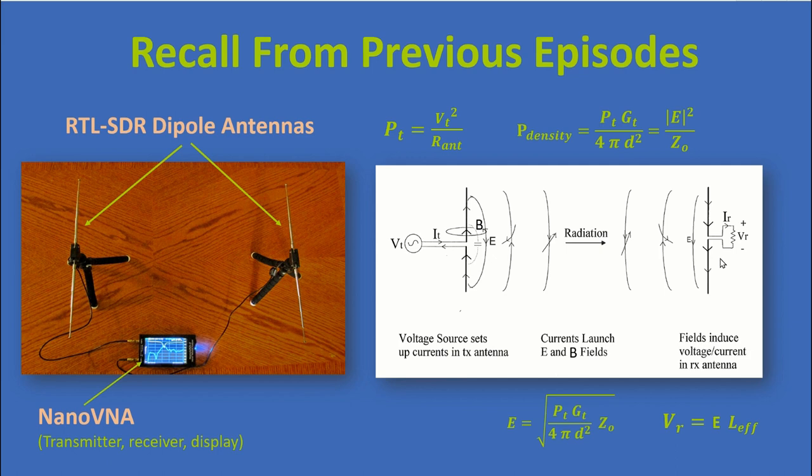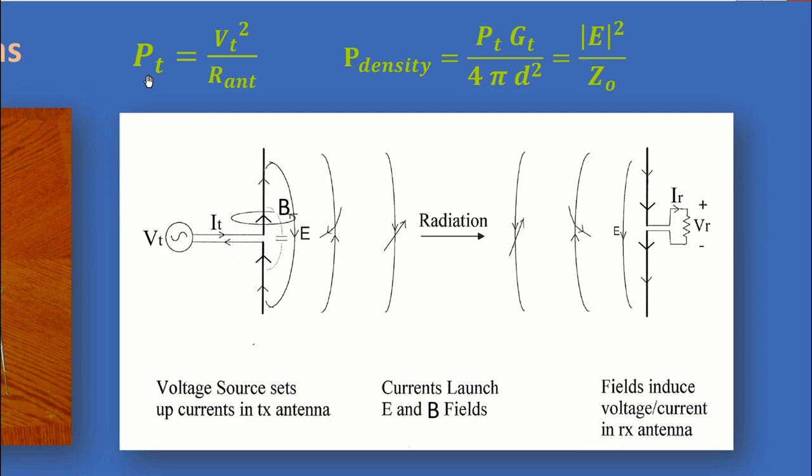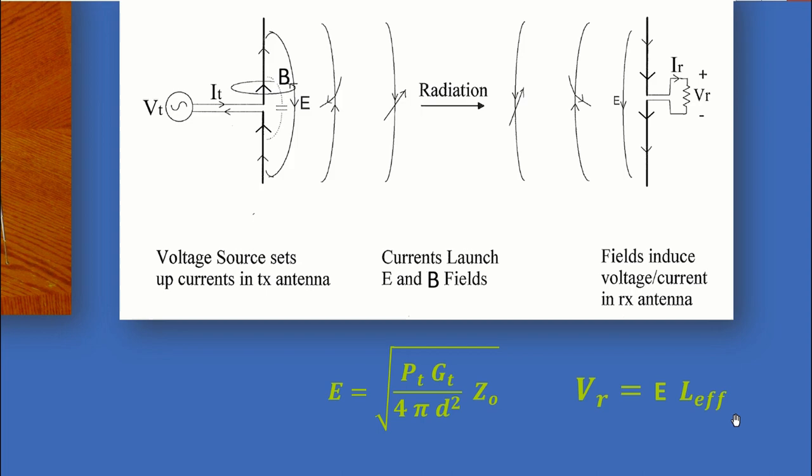And if you've seen our previous episode, you'll recall that we start by computing the transmit power using the transmit voltage squared divided by the antenna impedance, here assumed resistive because it's a resonant dipole. And then we ultimately figured out how to determine the electric field strength at some distance D from the transmit antenna. And then ultimately how to figure out the voltage that gets into the receive antenna.